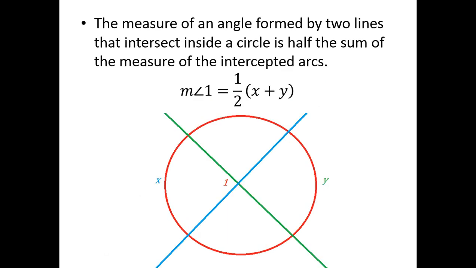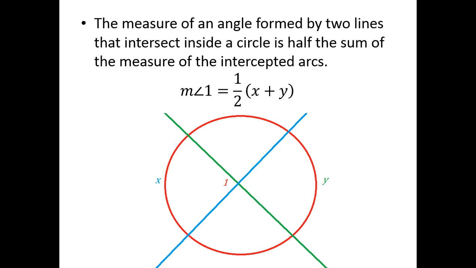Okay, so the measure of the angle formed by two lines that intersect inside of a circle is always half the sum of the measures of the intercepted arcs. So this is assuming that you have two lines intersecting in a circle, but they don't cross at the center. Well, they can cross at the center, but we're looking at it as if they don't cross at the center. How do you find that measure?